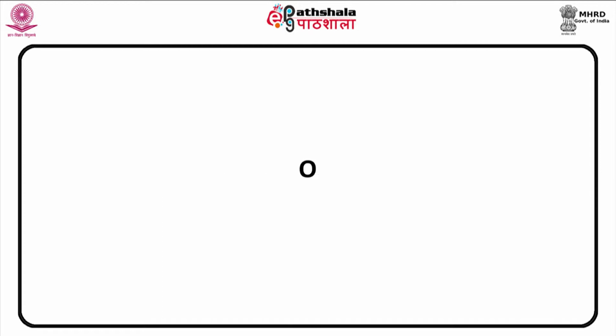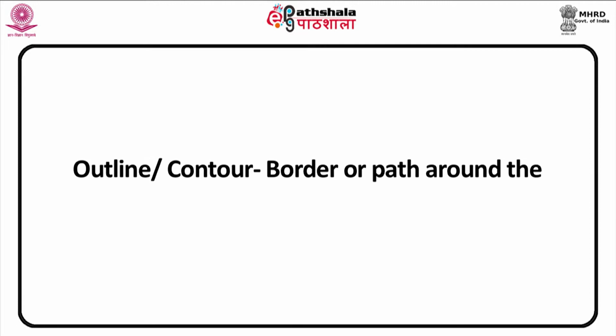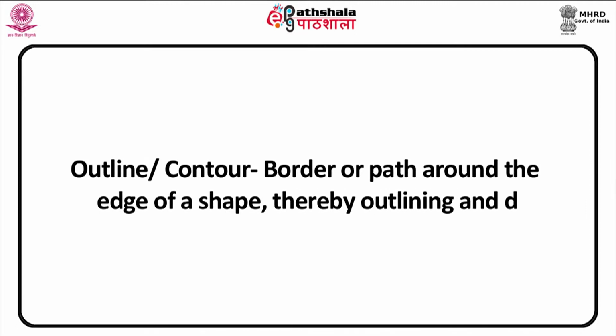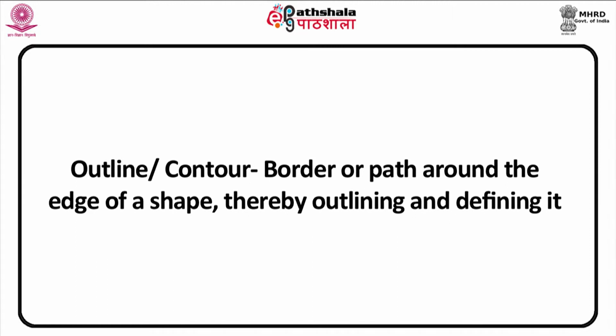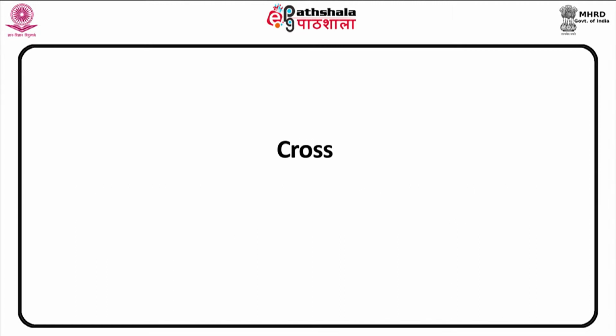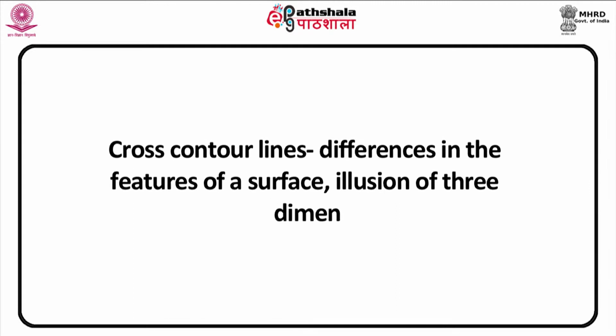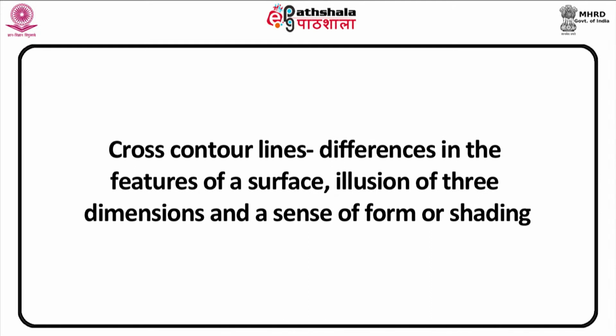the opposite. The outline or contour lines create a border or path around the edge of a shape, thereby outlining and defining it. Cross contour lines delineate differences in the features of a surface. They can give the illusion of three dimensions and a sense of form or shading.